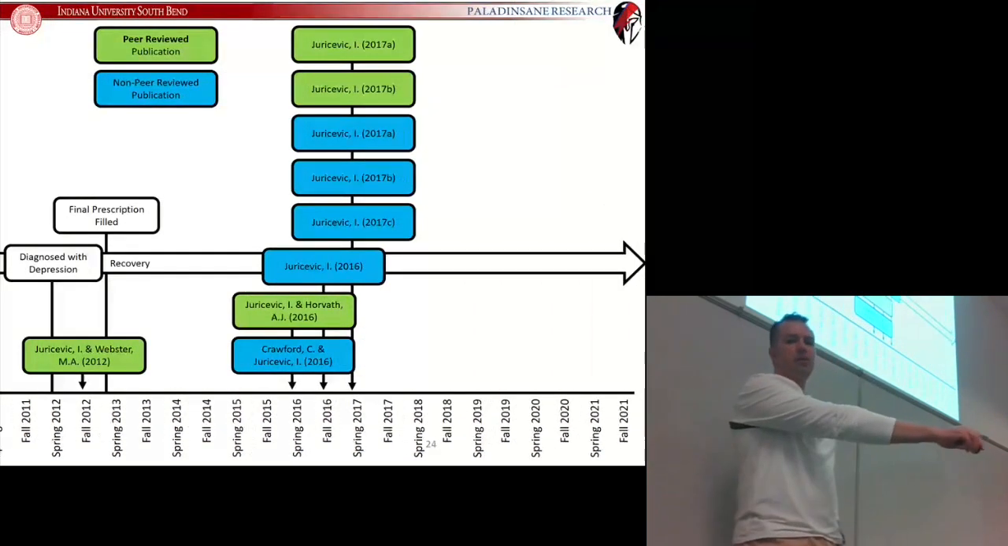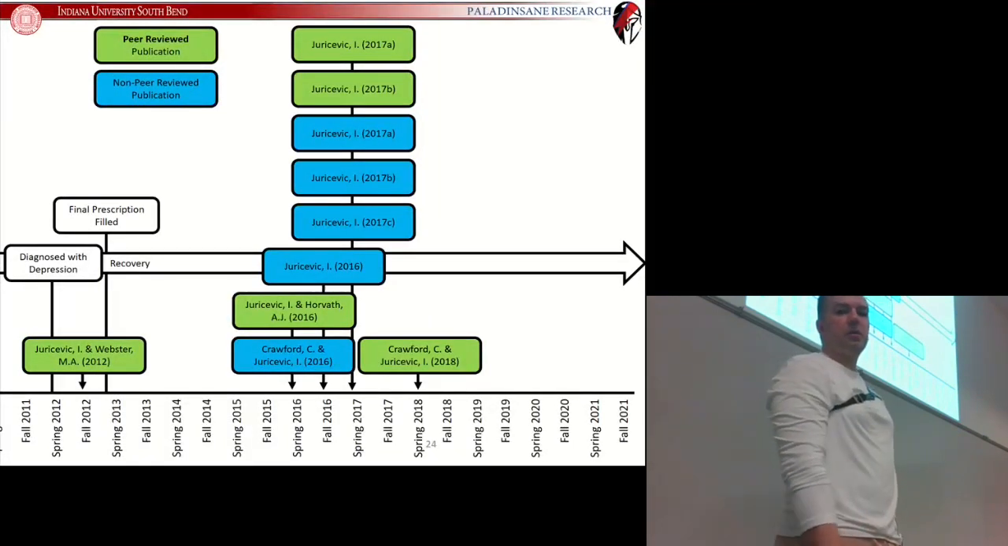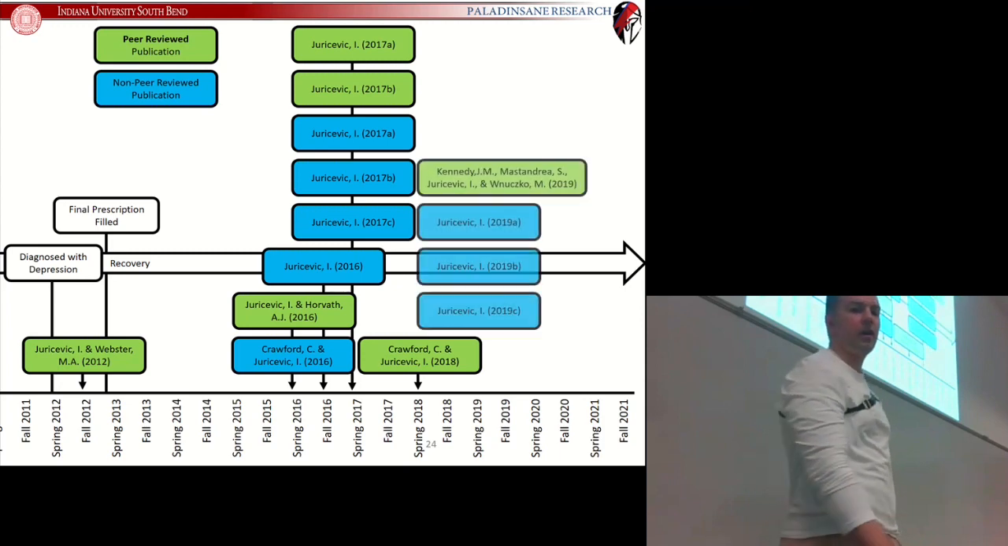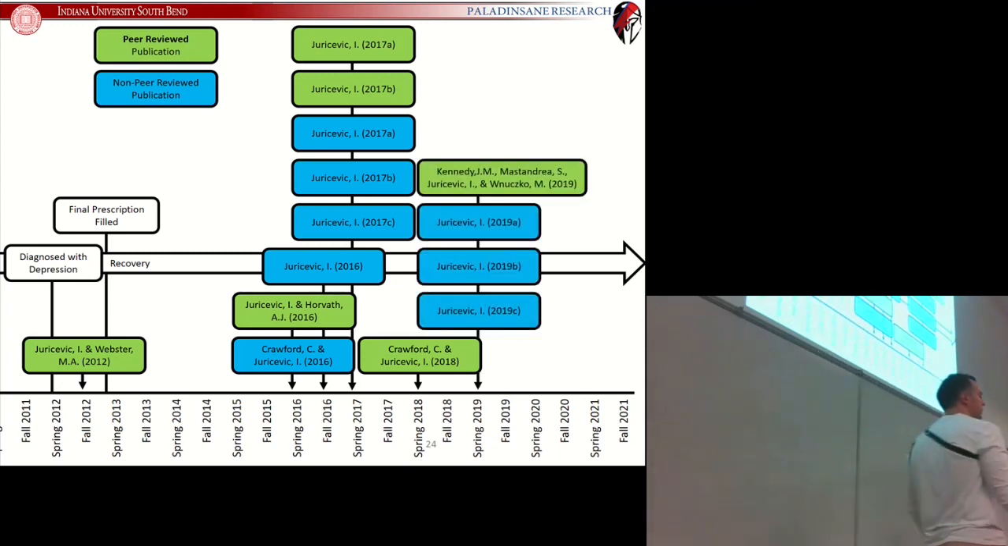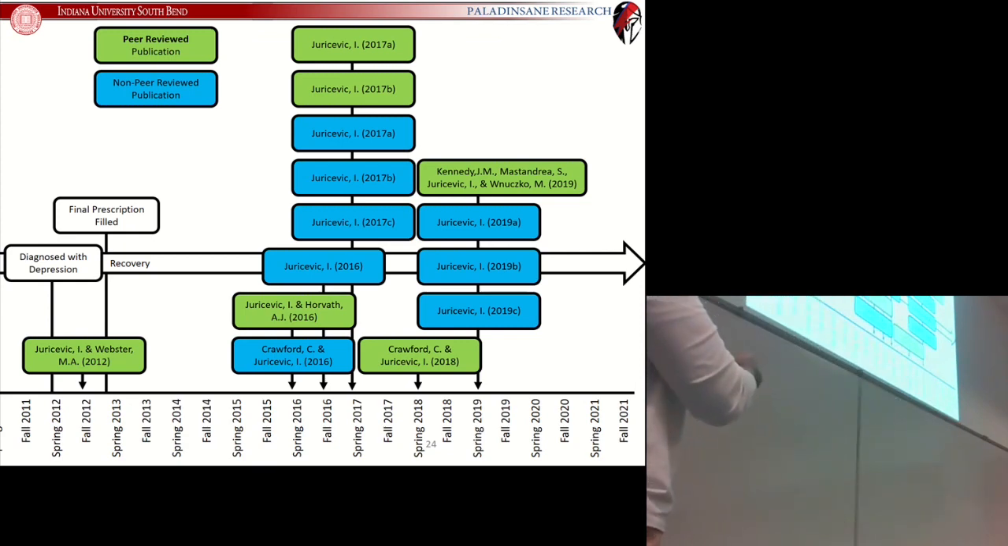I couldn't fit it all on one slide, so let's keep going. Spring of 2018, another peer-reviewed publication. And now in spring of 2019, 1 more peer-reviewed with 3 more non-peer-reviewed publications. So you can see what happens before you get help and then after you get help.